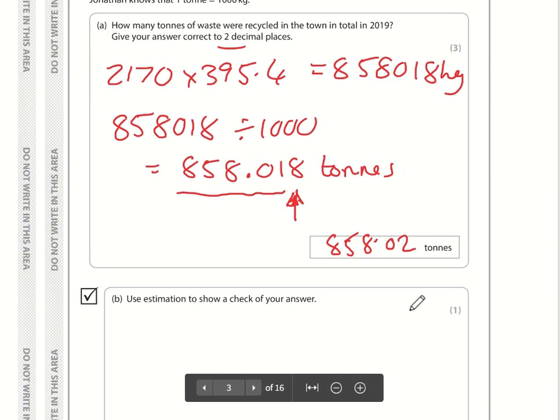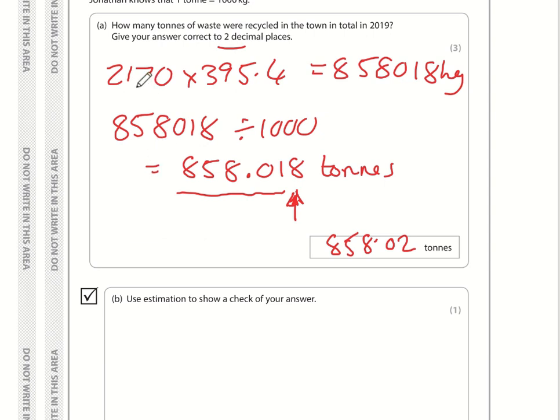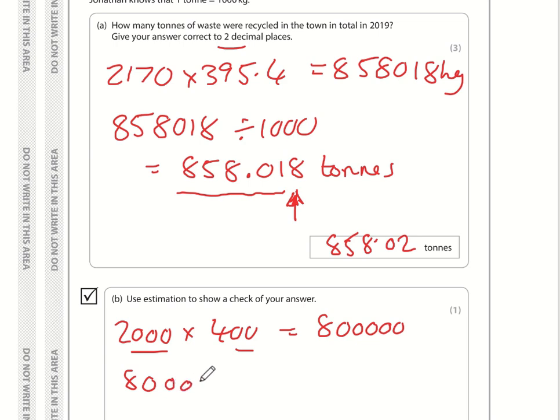Use estimation to show a check of your answer. Okay, so I'm going to call 2,170, I'll call that 2,000. I'll call 395 400. So that is 2 times 4, which is 8, and then put all those zeros back, so 1, 2, 3, 4, 5. And now I need to divide that number, 800,000, divided by 1,000, and that is 800, and that's tons. So we can see that we are in the right ballpark. So we've checked that the answer is probably correct.